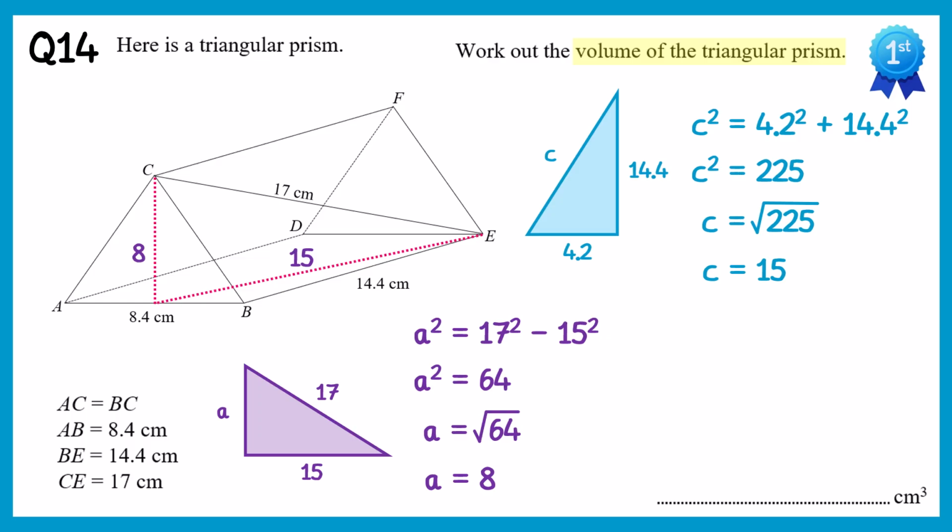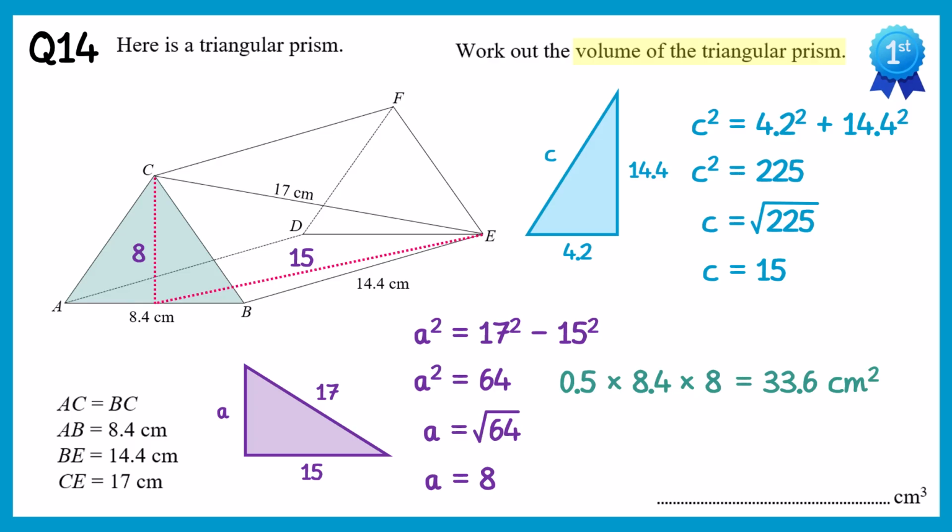To find the volume of a prism, you do the area of its cross-section times by its length. The cross-section of this one is this triangle. So we do the area of that triangle, which will be 1/2, times the base, which is 8.4, times the perpendicular height, which is what we worked out, at 8. Using your calculator, you get 33.6.